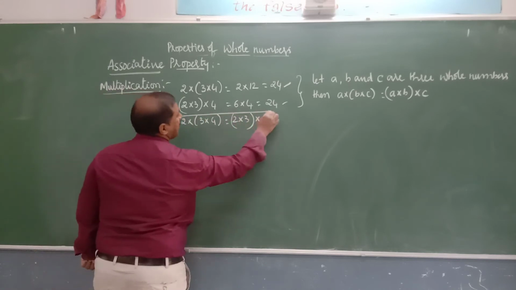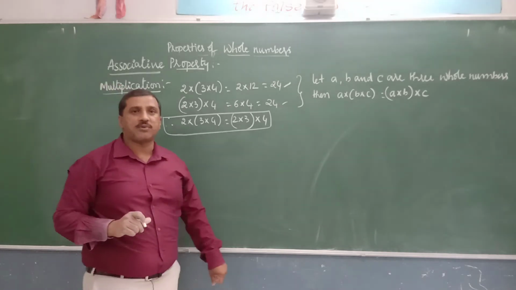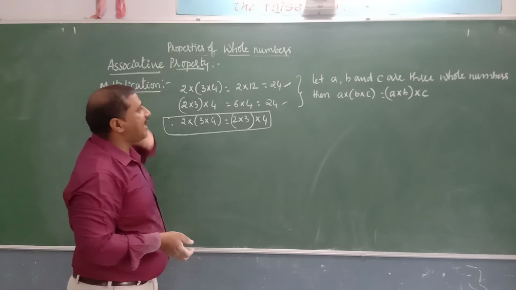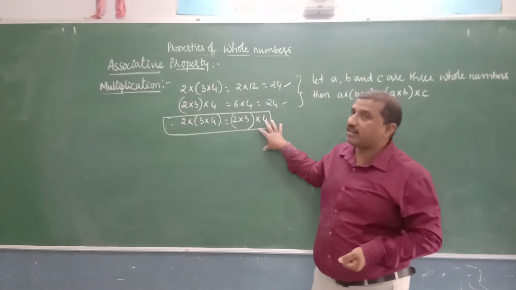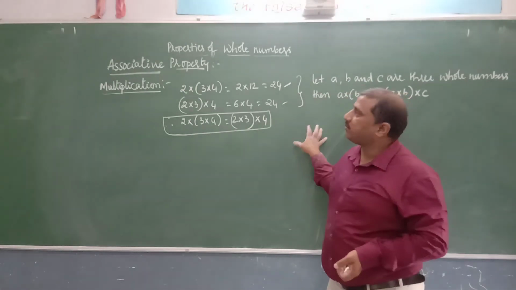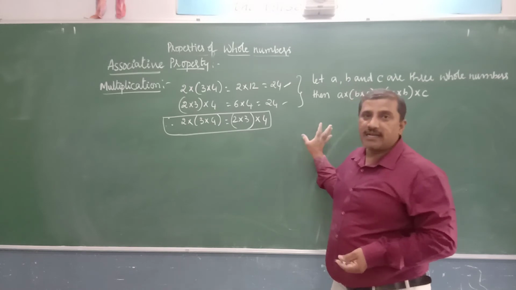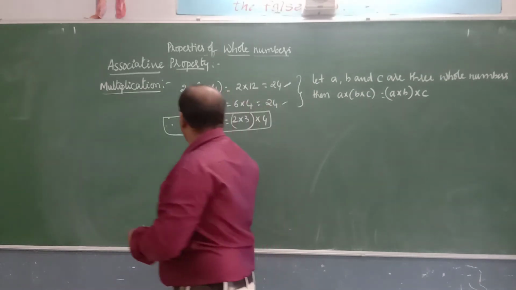Their products are equal. So this property is known as the associative property under multiplication, and it is satisfied by whole numbers for any three whole numbers. Hence the associative property is satisfied by whole numbers under multiplication. Now next, what about division?